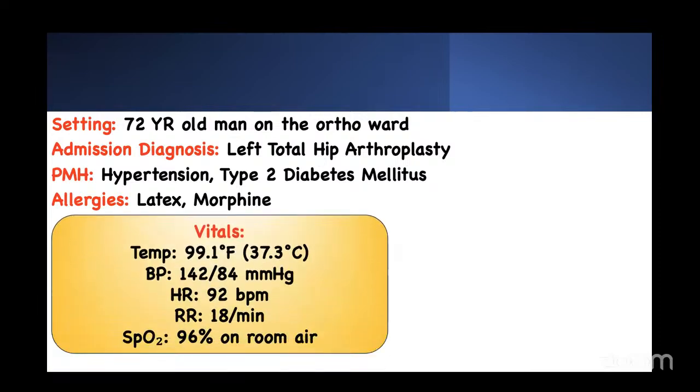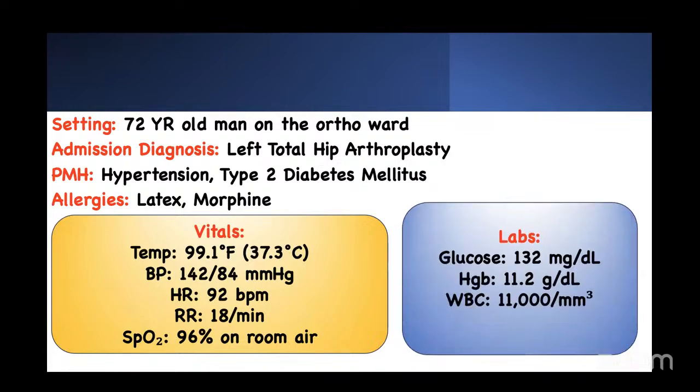These are the patient's vitals. You can see temperature, blood pressure, heart rate, respiratory rate, and saturation. Does that concern you? If you're taking care of this patient, what do you think? Should you worry about this information? Think about that. And these are the patient's labs. Glucose 132, hemoglobin 11.2, and WBC 11,000. Patient is post-op, admitted to the orthopedic ward, and this is the initial information you find. Should you worry about it?